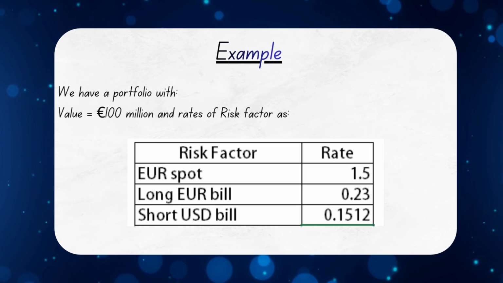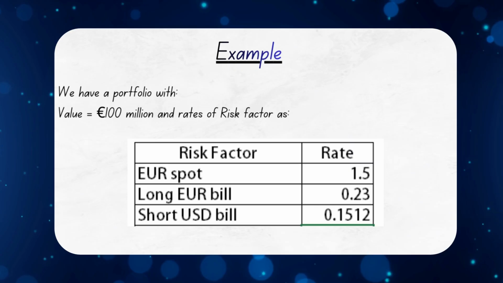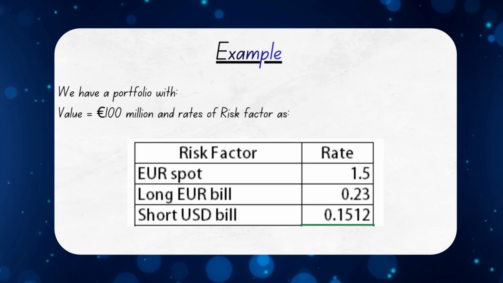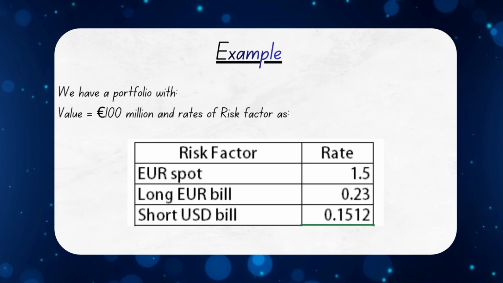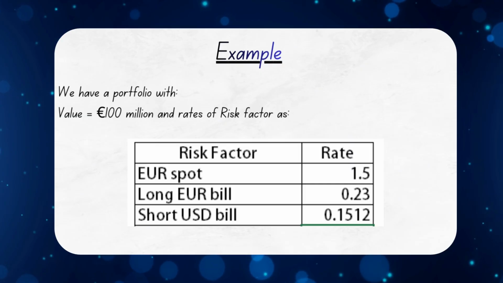Let's work with an example. Our portfolio value is 100 million euros. We have three risk factors. EUR spot rate is 1.5, long euro bill rate is 0.23%, and short US bill rate is 0.1512%. These three variables will drive all the risk in this trade.